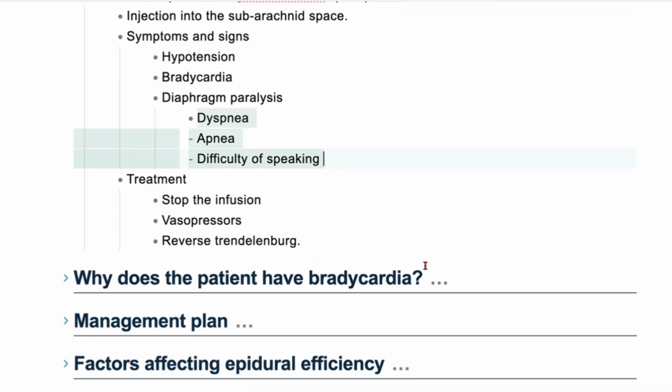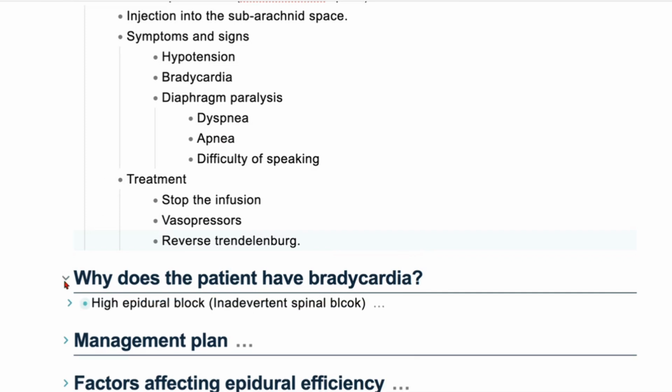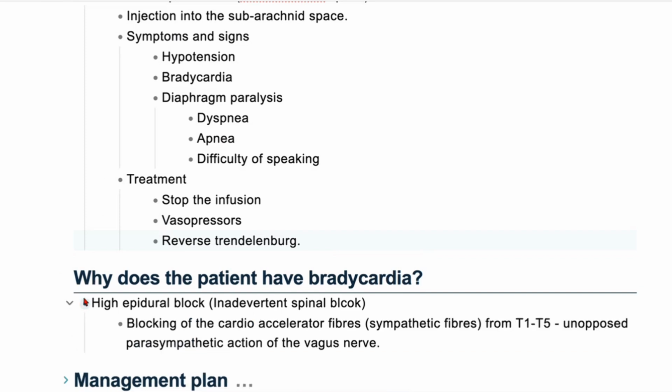Why does the patient have bradycardia? The patient has bradycardia because of the high epidural block. Because of this, they will have blockage of the sympathetic fibers of the thoracic region, from which the cardioaccelerator fibers arise, and because of that, they get unopposed action of the vagus nerve, which is your parasympathetic system.